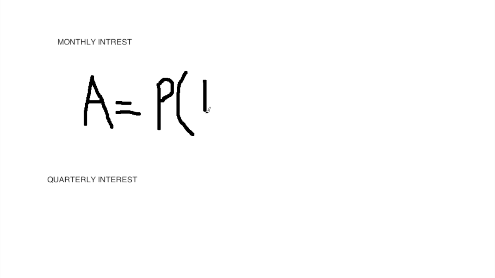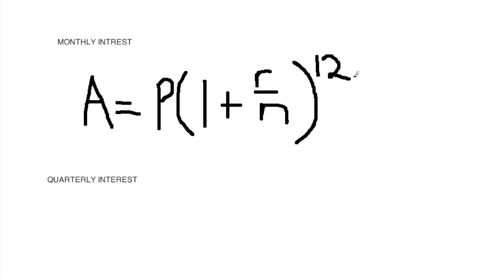Now I'll be showing you the monthly interest and quarterly interest formulas. For monthly interest, you start out with A equals P, parenthesis, 1 plus R over N, close parenthesis. Now it's going to be to the power of 12T since it's a monthly interest. Since it's a monthly interest, you can also say that N is 12.